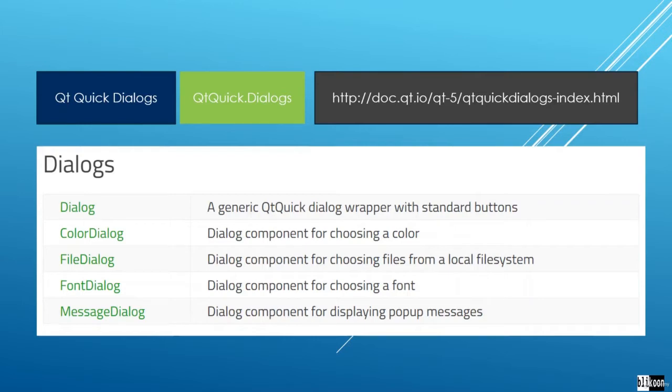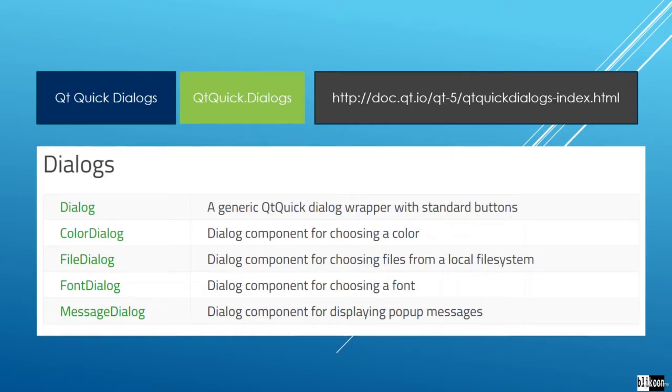Here we have a few classes we're going to look at in this chapter. We're going to look at the Dialog class, which is the parent of all these dialogs: ColorDialog, FileDialog, FontDialog, and MessageDialog. They allow you to do these things you see here to the right. And if you go to the documentation, you're going to find more details on this.